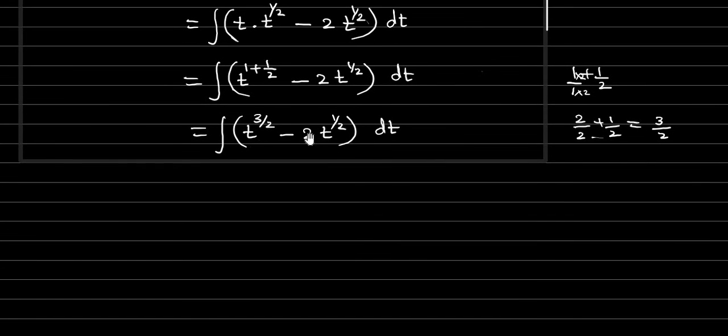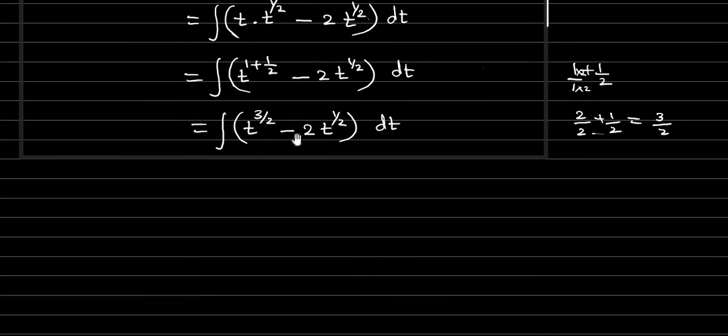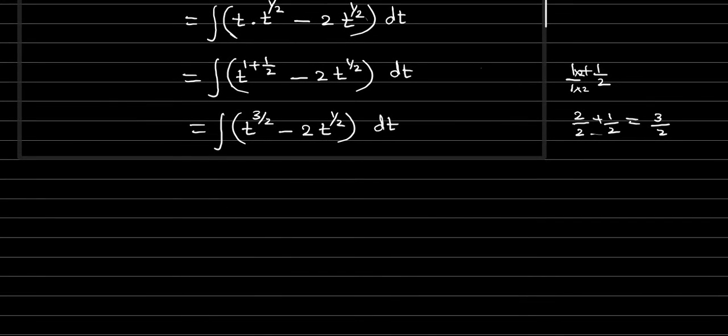Okay, how many terms do we have? We have 2 terms now. For both the terms, integration is applicable, right? So I'm going to split and write now. Integral t power 3 by 2 dt minus 2 is a constant term, right?